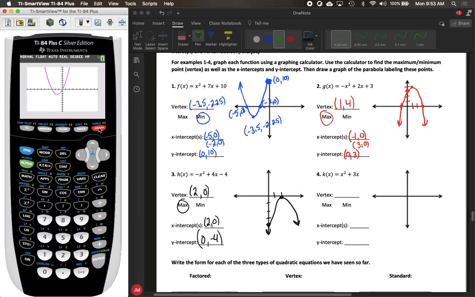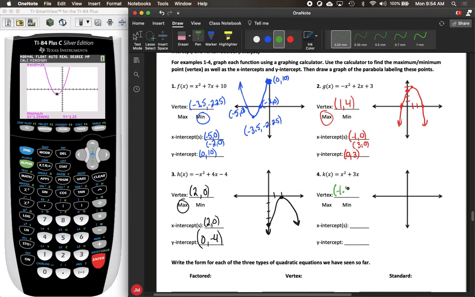So in this case, for our vertex, we're going to be calculating a minimum. So second calc, we'll choose option number 3 for minimum. And let's go ahead and see what that value is. Well, for left bound, we'll go to the left and press enter. Right bound to the right and press enter. And then we will guess as close to that 0 as possible. And that's going to be at (-1.5, -2.25). So (-1.5, -2.25). And again, we already knew that was a minimum.